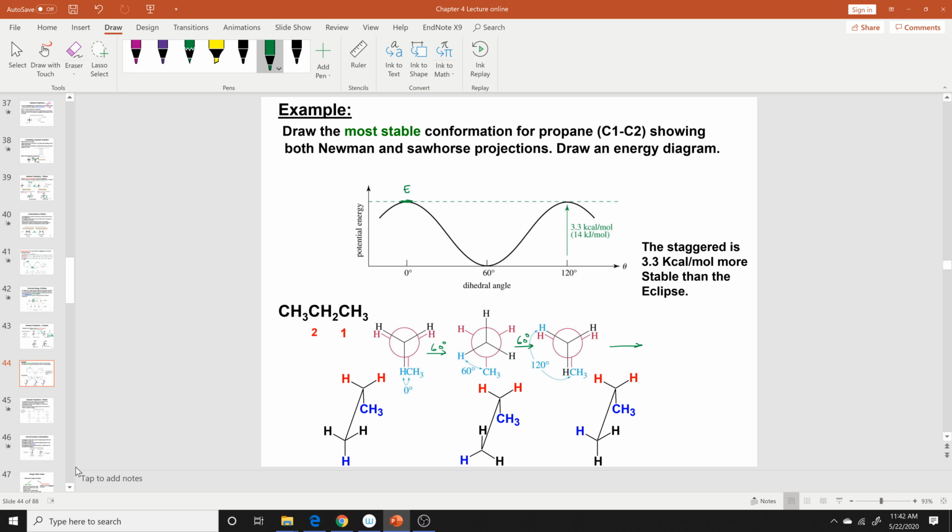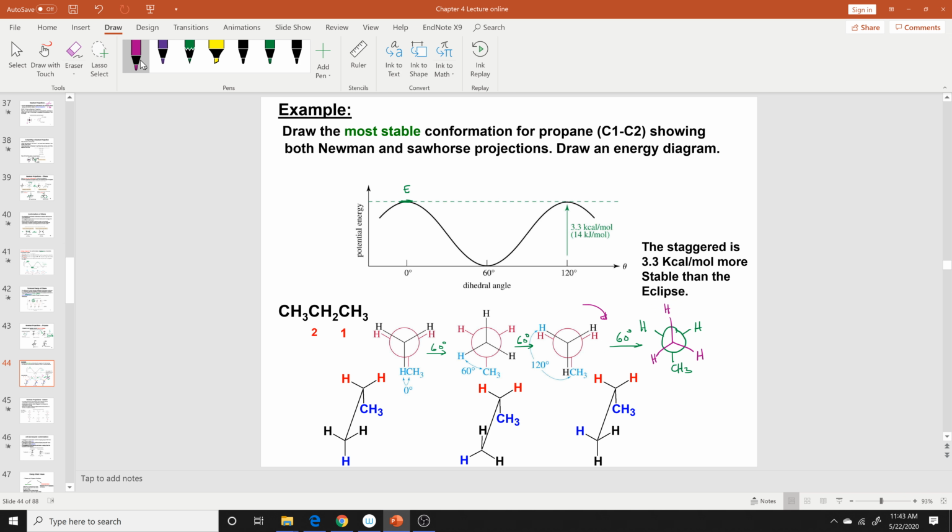So if I go another 60 degrees, then I'm going to go to the staggered conformation, and the staggered conformation is basically going to look like this. Now the back, I didn't do anything to it, so I'm just going to leave it like that. With respect to the front carbon, I am rotating 60 degrees this way over here. So now this hydrogen is going to be here, this hydrogen is going to be there, and then this hydrogen is going to be over here. So I'm going to end up having this structure.